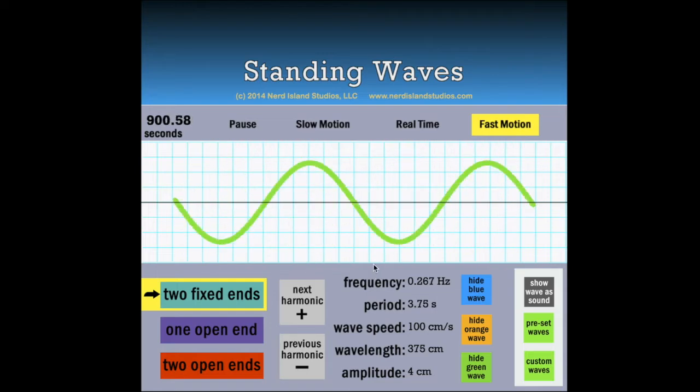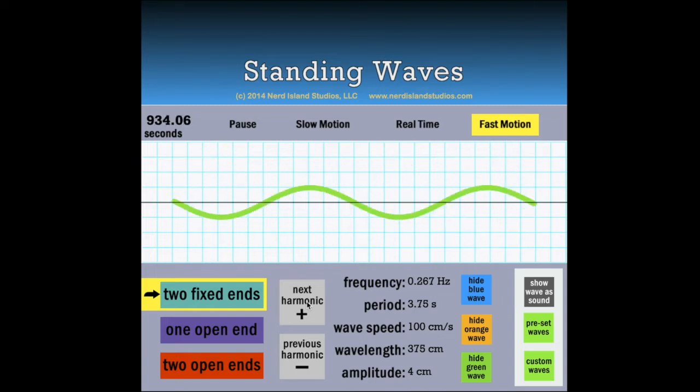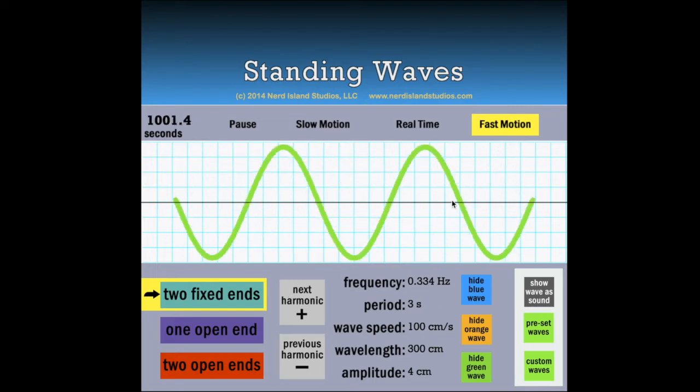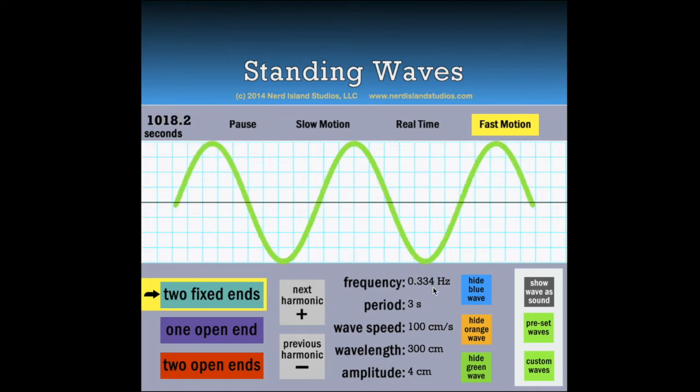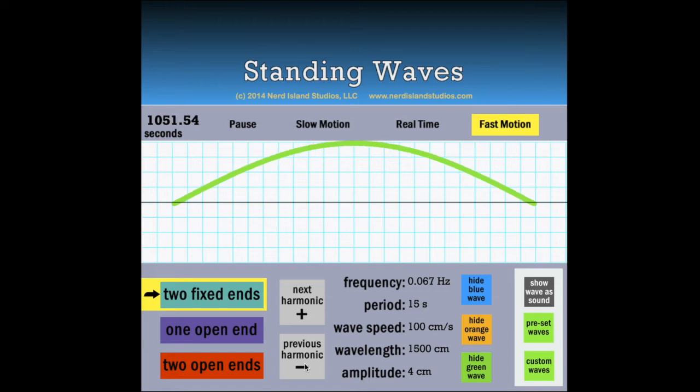Okay? So the point is, with strings, you can get every single harmonic. Because I have a node on one end and a node on the other, I can keep clicking the next harmonic, and now I have 5. The fifth harmonic, so it was 5 times whatever that original frequency is. 0.334 is 5 times 0.067, right? That's my fundamental. Okay, so that's strings.